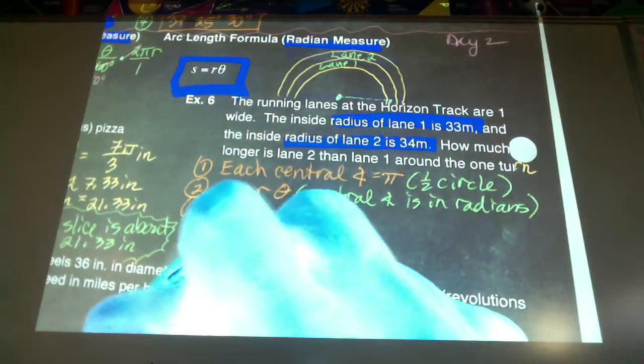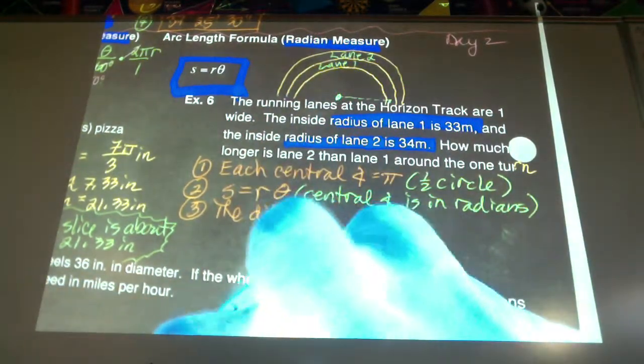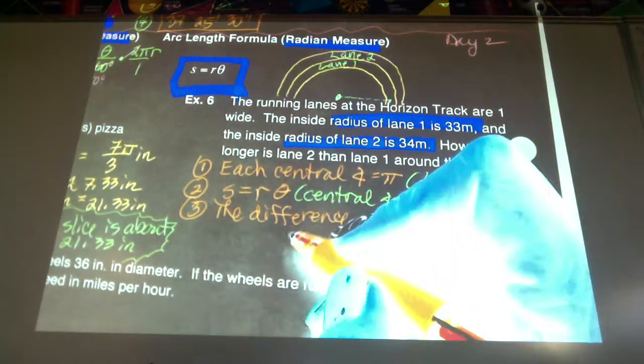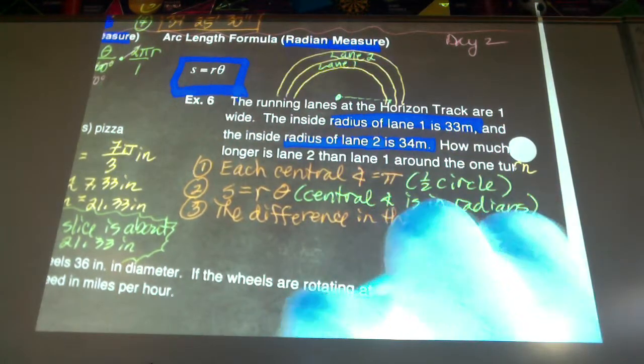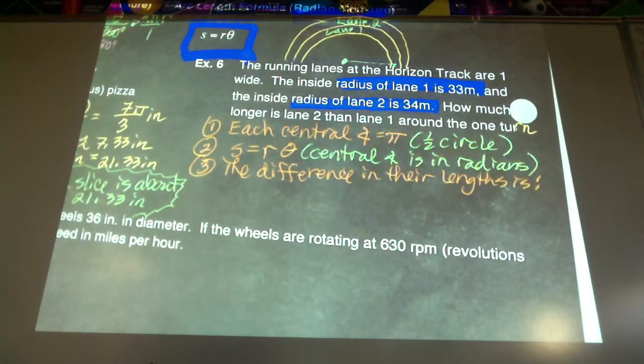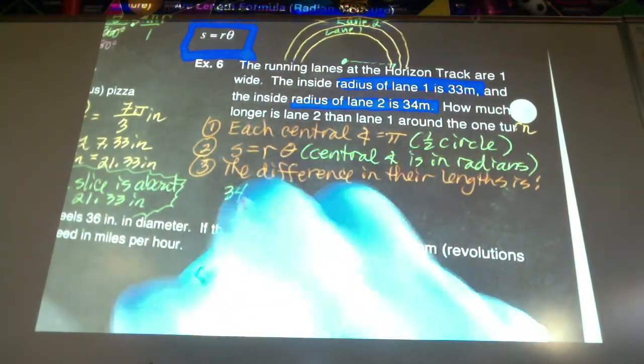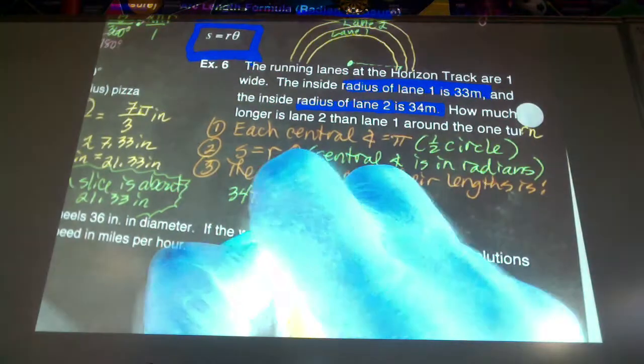The difference in their lengths is going to give us the length of each lane. So how do I find the difference in their lengths? I'm going to use r times theta and subtract that for each of those. What's the radius for the longer lane, 1 or 2? 2. So what's the radius for lane 2? 34. So I've got 34, and its theta is pi. Minus, what's the radius of lane 1?